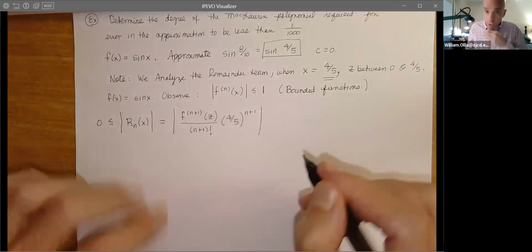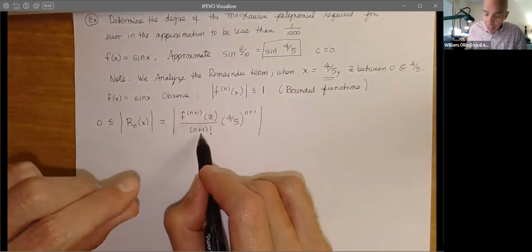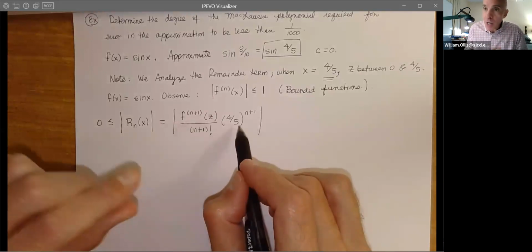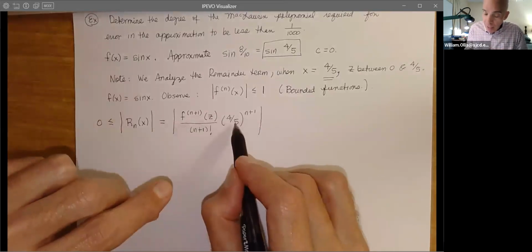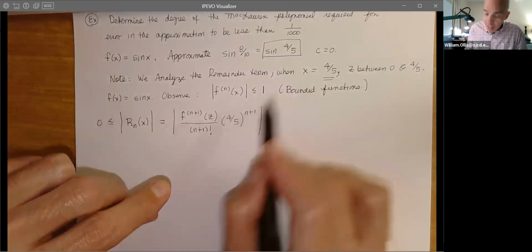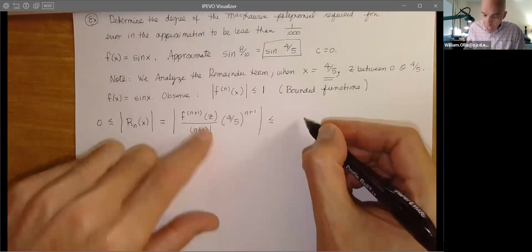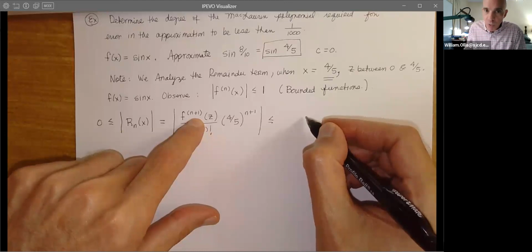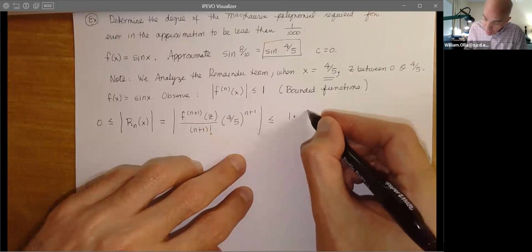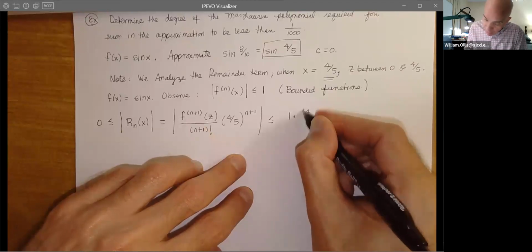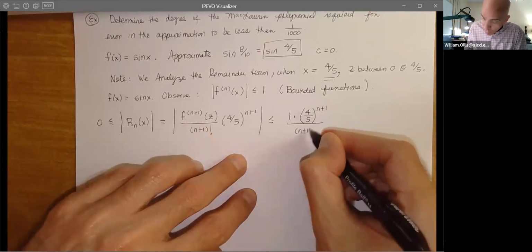So remember the remainder term, as we did for the last one, we have the n plus first derivative evaluated at z divided by n plus 1 factorial. And then of course now we have x minus 0 to the n plus first power, but the x is 4/5 and the c is 0. So we just get 4/5. Now we're like, okay, this is fine. We have an upper bound for all the derivatives, so we can replace that with 1. So this is just 1 times 4/5 to the n plus 1 divided by n plus 1 factorial.